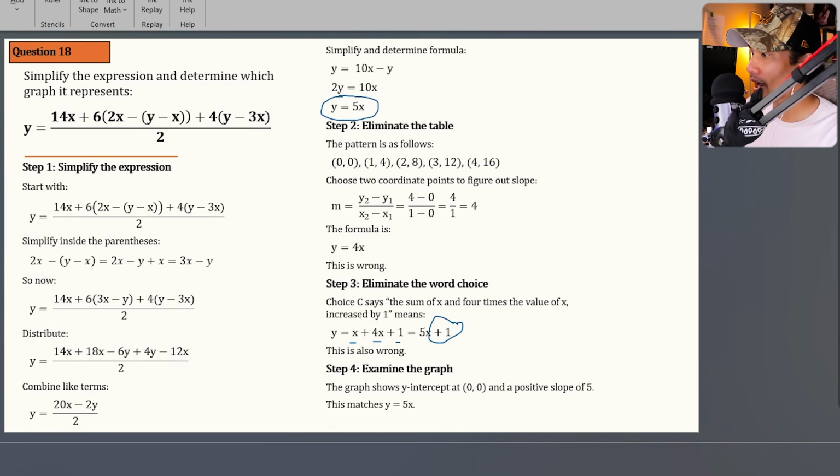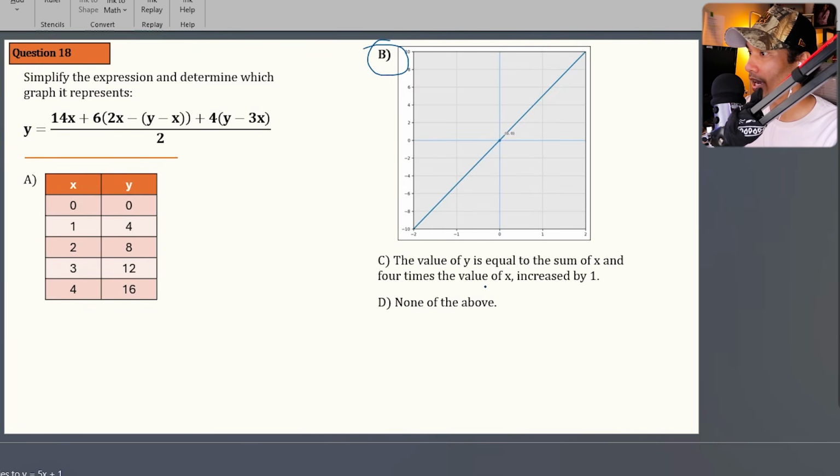And then we examine the graph, we find the slope, we kind of eyeball it, and then we figure out that this is the correct choice. And thankfully, I put none of the above, so we don't have to work any further. They will have that on the test, and you might choose none of the above. Sometimes it may be. There are some times where I click none of the above. So there we go. Question 19.